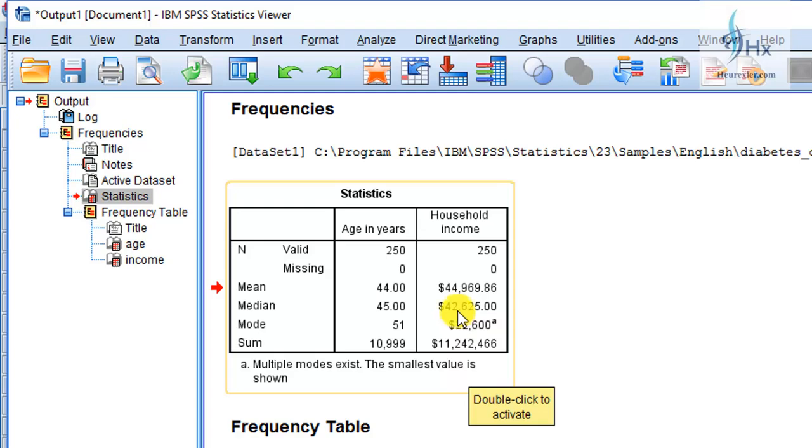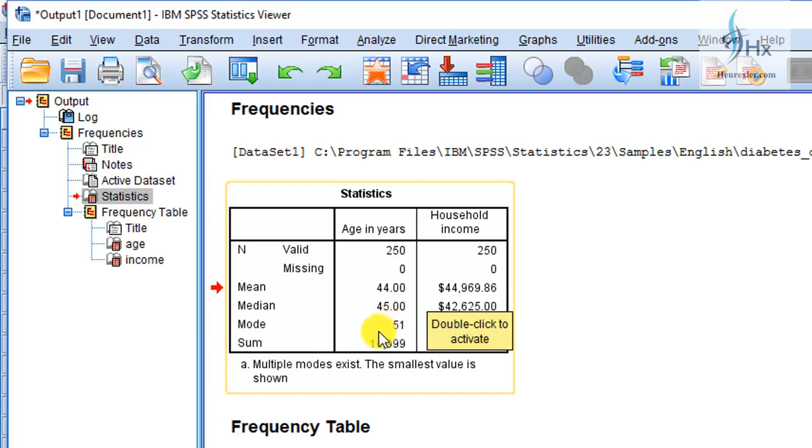That's $42,625 US. So we can now interpret the median of 45 as follows: in this sample consisting of 250 individuals, 50% of individuals are below 45 years of age and 50% are above 45 years of age. So 45 is basically a number that divides the entire age series of observations into two equal parts, 50% above it, 50% below it. And if the distribution of age is non-normal, then reporting the median would be more instructive as compared to the mean value.